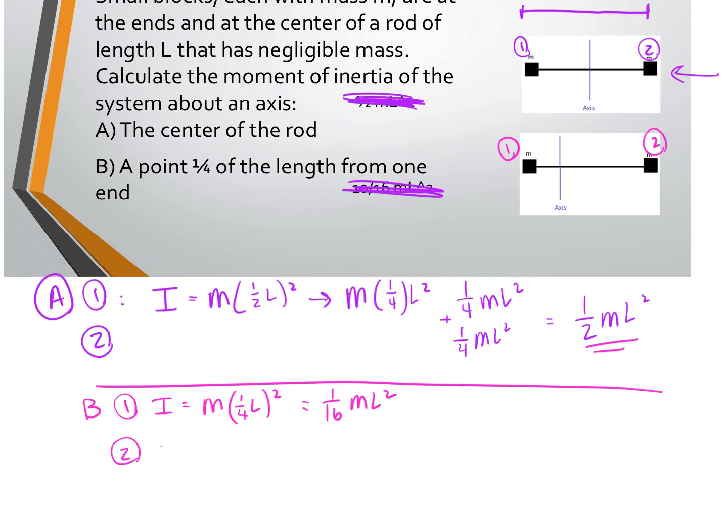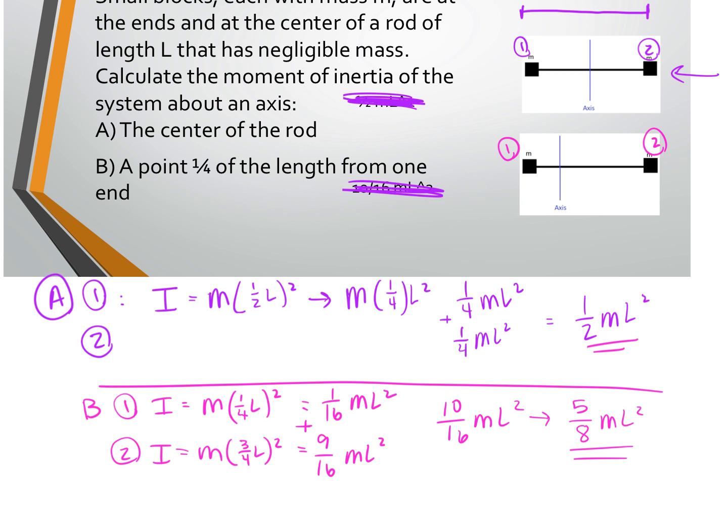For our second object, we would take m times 3/4 L and square that term to expand it out. Let's see, 3/4 squared is 9/16 ml squared. And when I combine those to find the total moment of inertia, that would be 10/16 ml squared, or we could reduce that down to 5/8 ml squared.